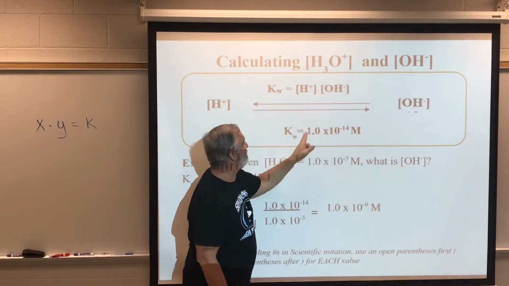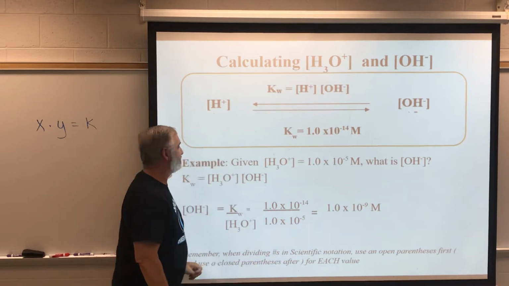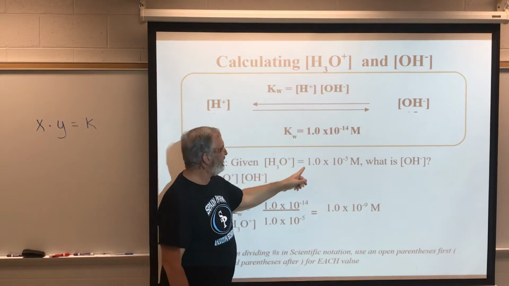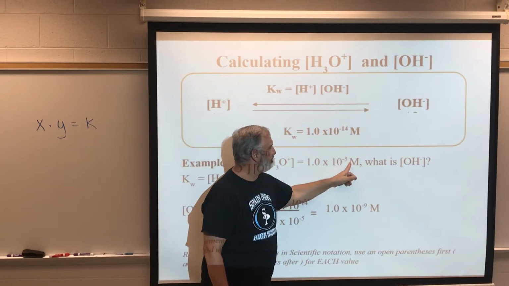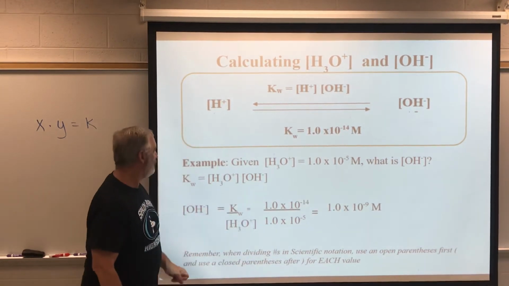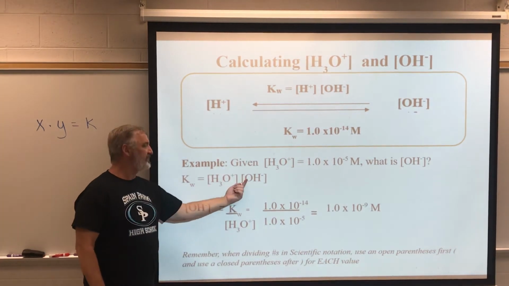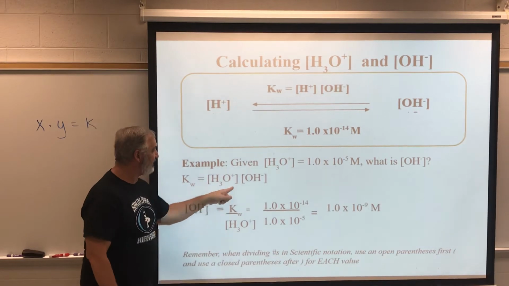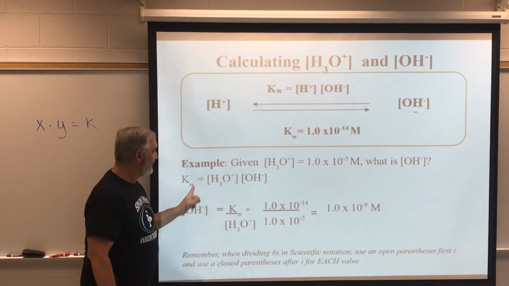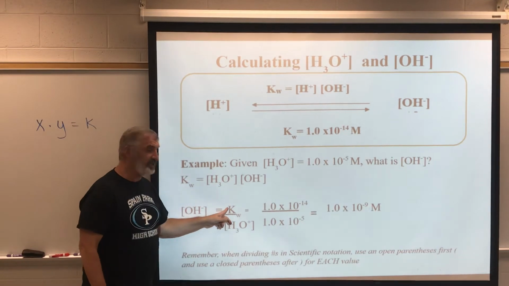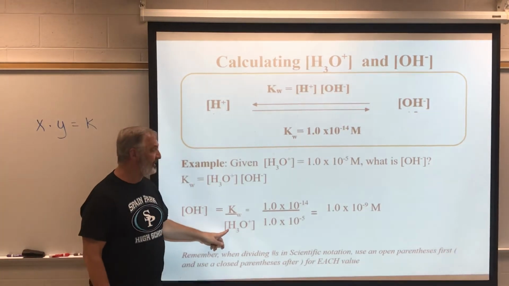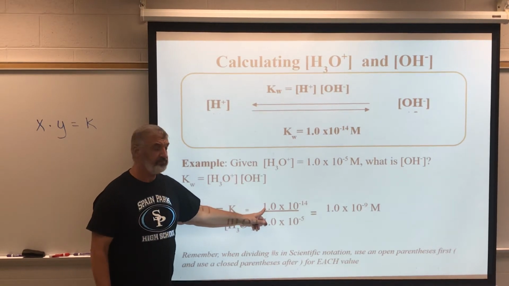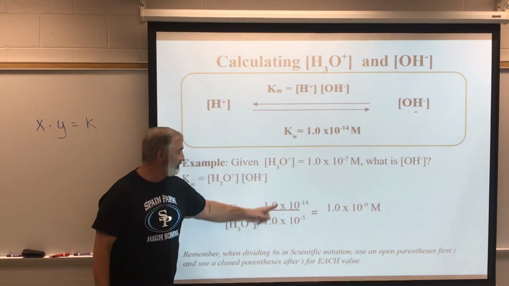So, if I'm going from H plus to OH minus, I'm going to use the KW equation: H plus times OH minus. KW is always going to equal this. So, here's an example. Given my H3O plus is 1 times 10 to the minus 5 molar. What's the OH minus? Well, KW is H3O plus times OH minus. So OH minus is equal to KW. Just divide both sides by H3O plus. So OH minus is equal to KW divided by H3O plus. Now we just plug in. KW is always 1 times 10 to the minus 14. And then this is given in the problem right here.